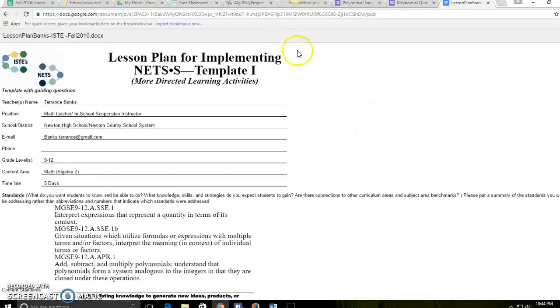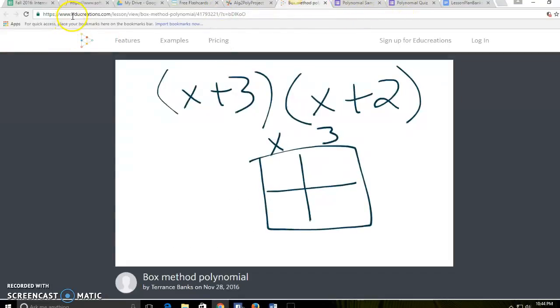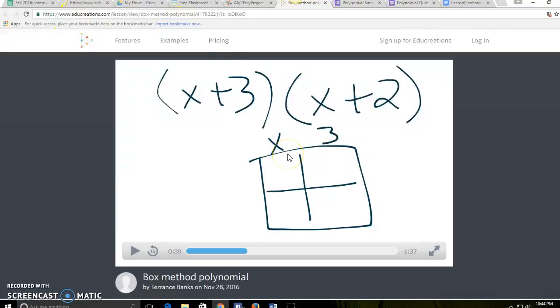So, basically, our project starts with our kids having to create a video. And so I go here to EduCreations. Our school has an account. Some schools have other accounts, but our school system has an account for EduCreations.